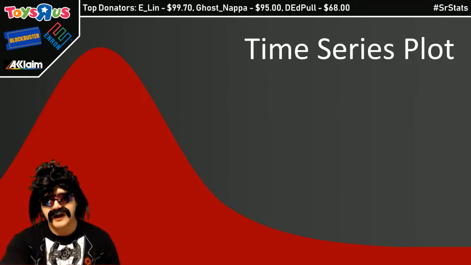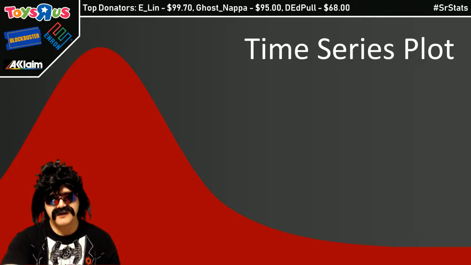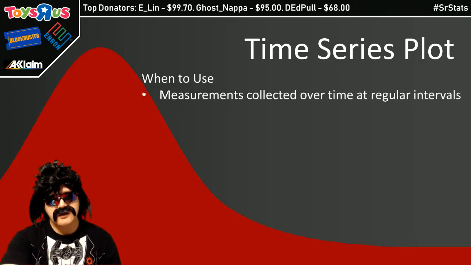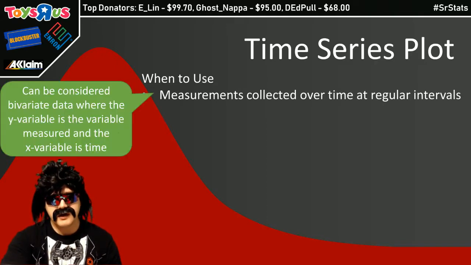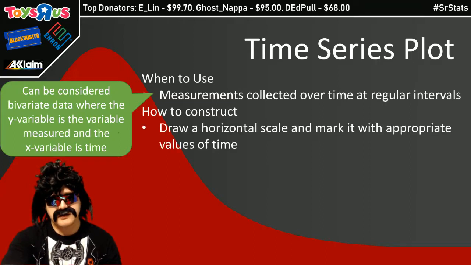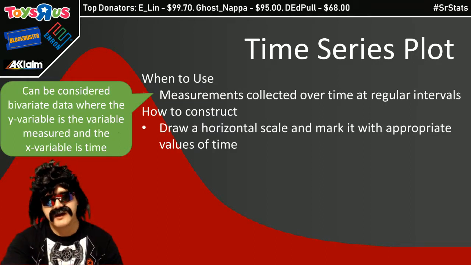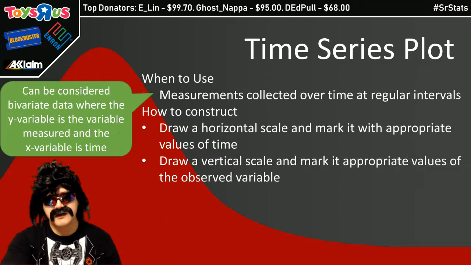The other type of plot is a time series plot. Alright, so this is whenever measurements are collected over time at regular intervals. It can be considered bivariate data where the y variable is the variable measured and the x variable is the time. Alright, so we construct this by drawing a horizontal scale and marking it with the appropriate values of time, and a vertical scale with the appropriate values of the observed variable.